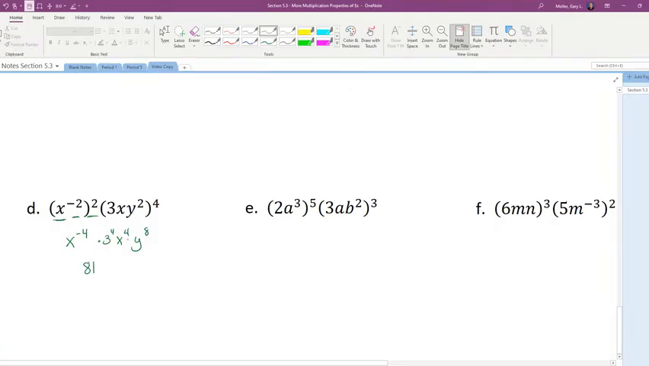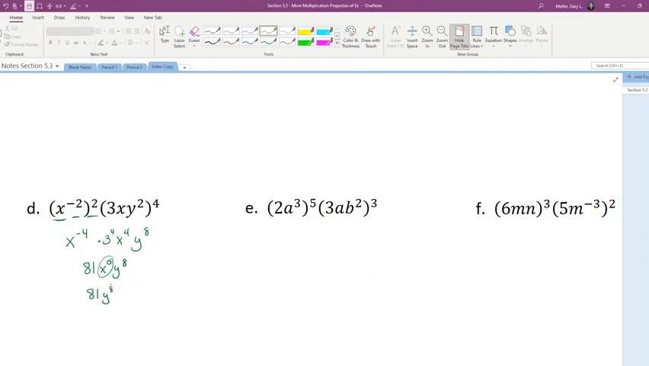X to the negative 4 plus 4 is 0 power. So I have x to the 0 and only y to the 8th. Don't forget, x to the 0 is just 1. So I have 81 times 1, which we don't need, y to the 8th.